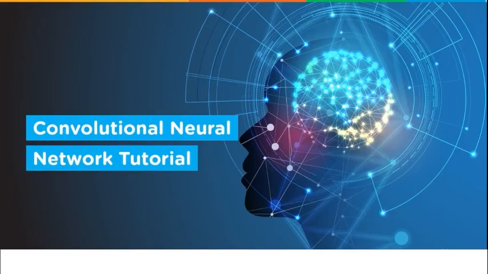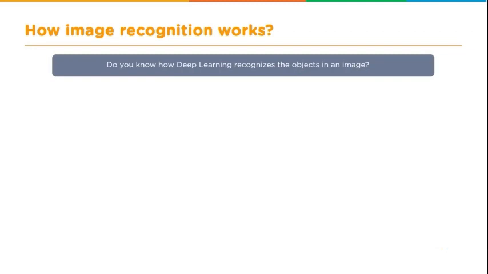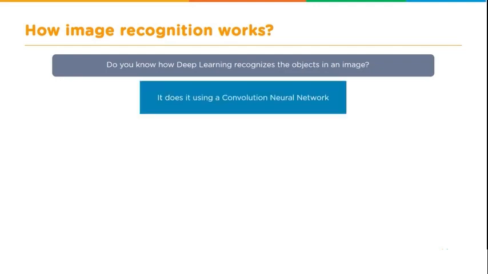Today we're going to be covering the convolutional neural network tutorial. Do you know how deep learning recognizes the objects in an image? And really, this particular neural network is how image recognition works. It's very central, one of the biggest building blocks for image recognition. It does it using a convolutional neural network.